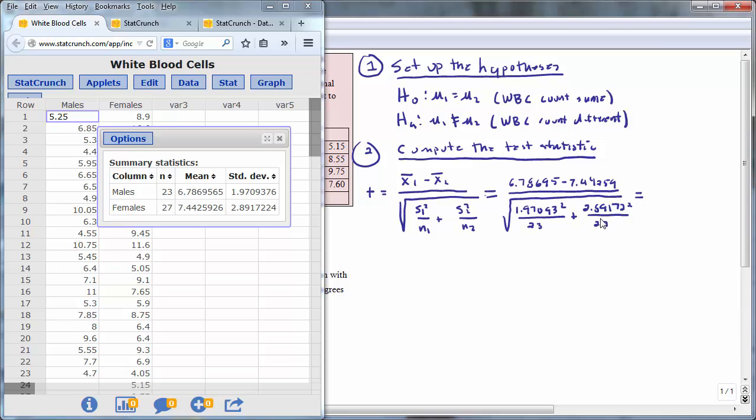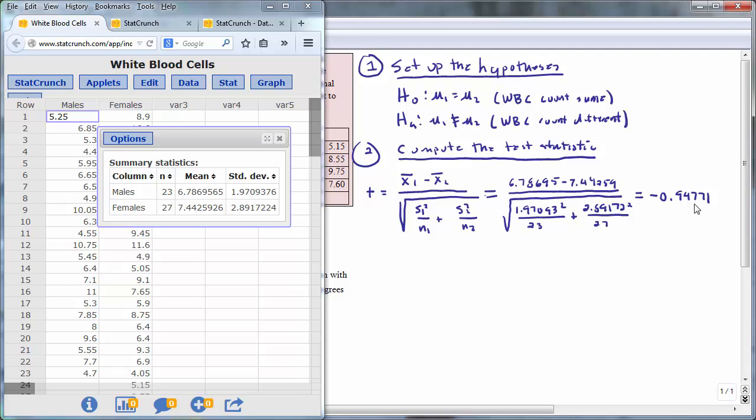We need to evaluate this on the calculator, and then we obtain negative 0.94771. The test statistic in this example is close to -1, meaning that the white blood cell counts of males is about 1 standard deviation less than the white blood cell count of females. This is not a very substantial difference.